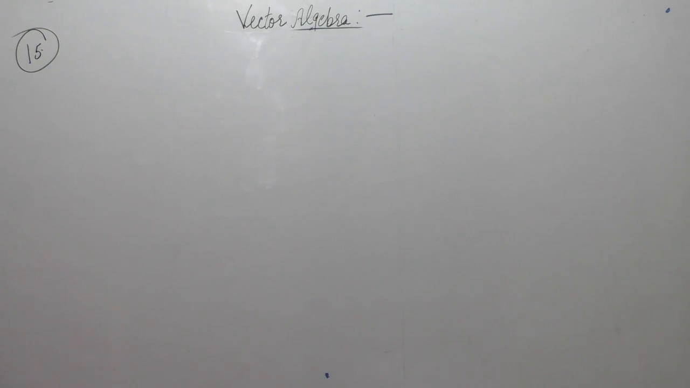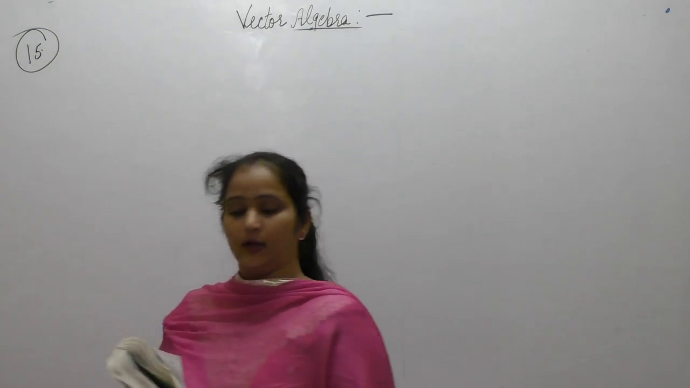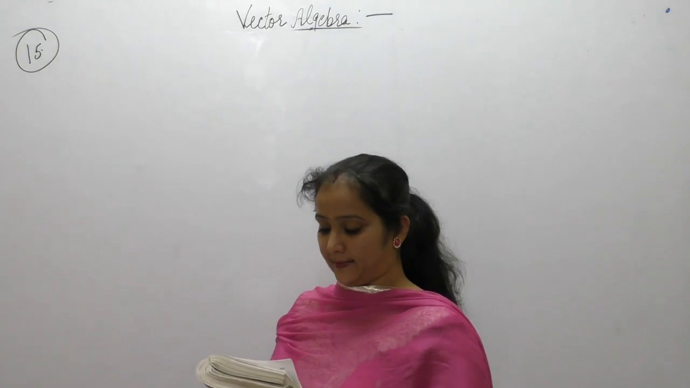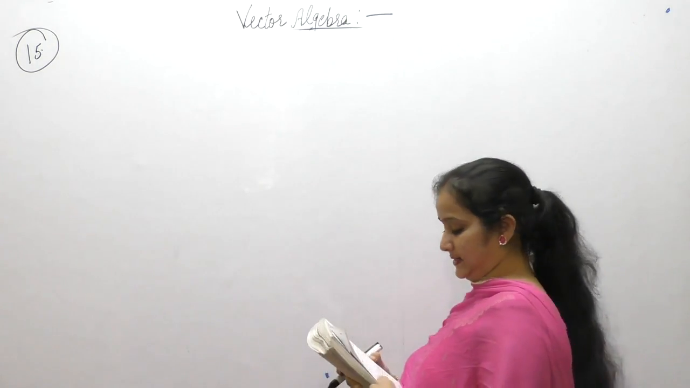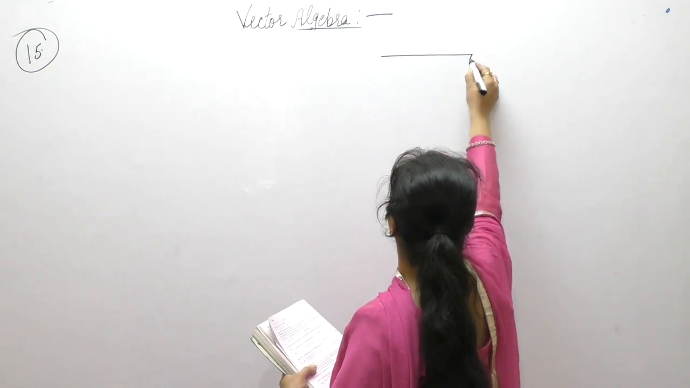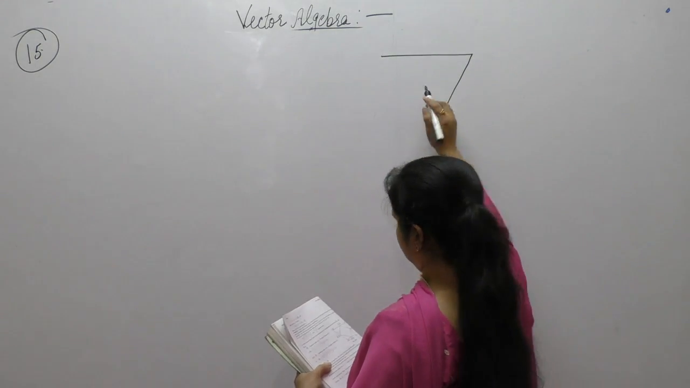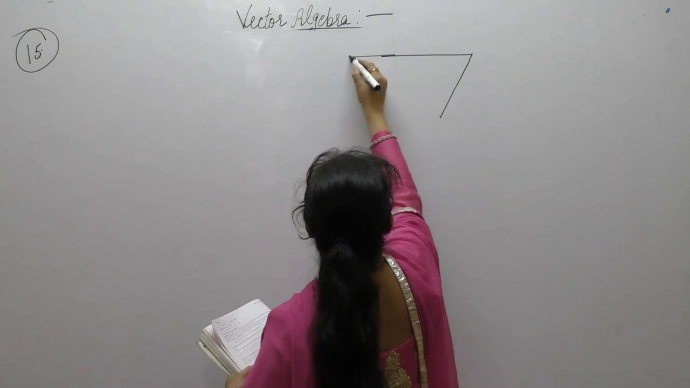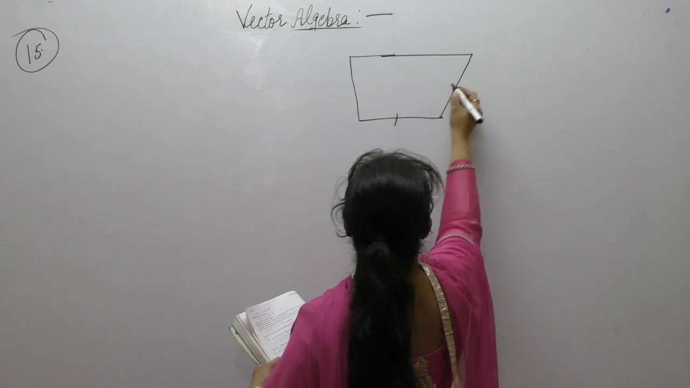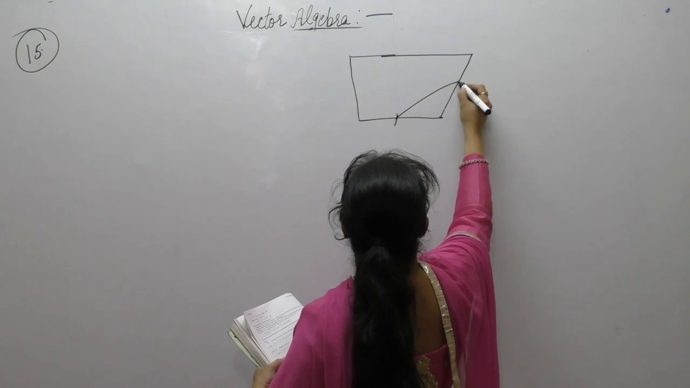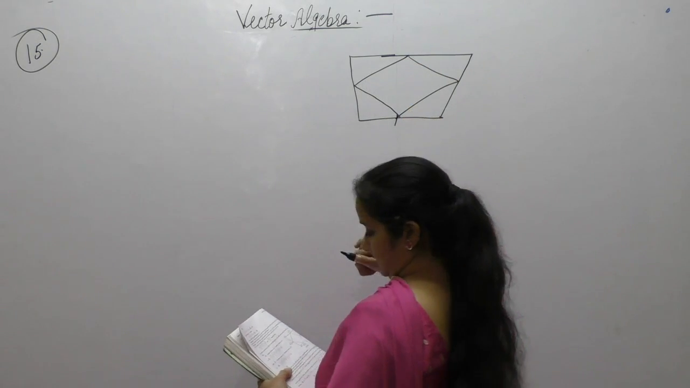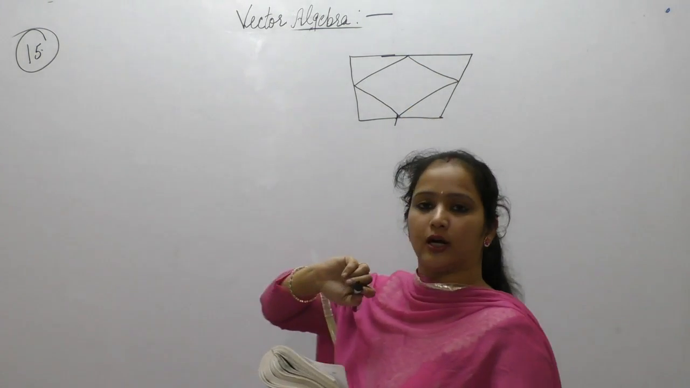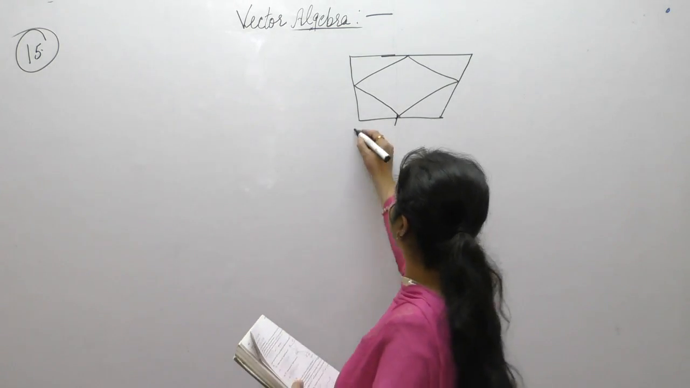Now next one. Using vector method, prove that the line segments joining the midpoints of adjacent sides of a quadrilateral, taken in order, form a parallelogram. This is a quadrilateral.